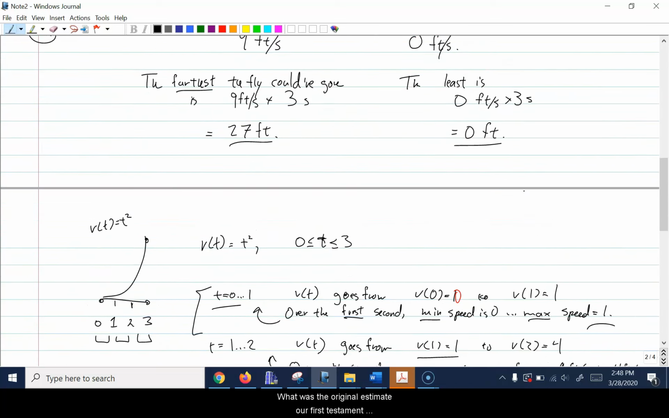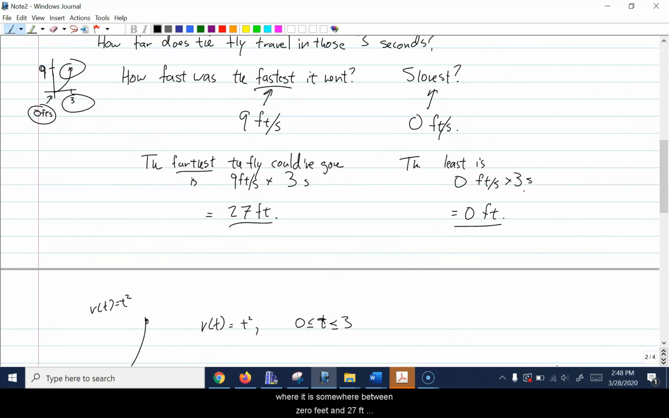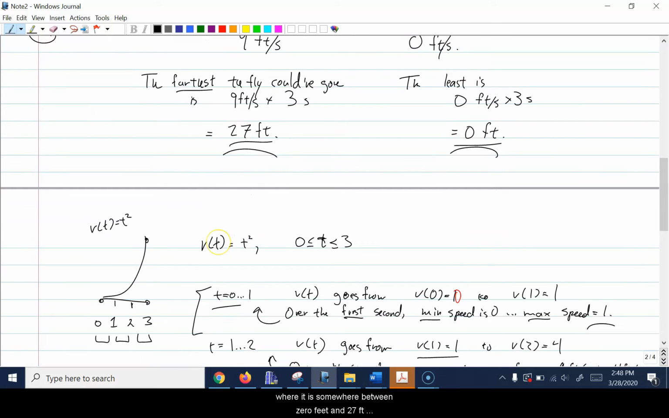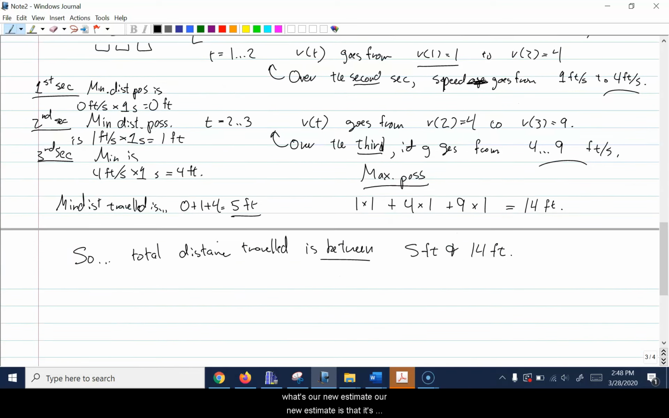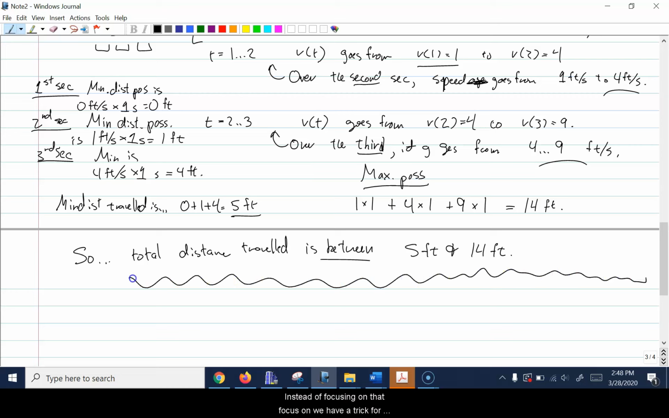What was our original estimate? Our first estimate was it's somewhere between 0 feet and 27 feet. What's our new estimate? Our new estimate is that it's somewhere between 5 feet and 14 feet. On the one hand, this is still not a great estimate. There's a giant gap. Like the distance between 5 and 14 is massive. But instead of focusing on that, focus on we have a trick for making our estimates better.